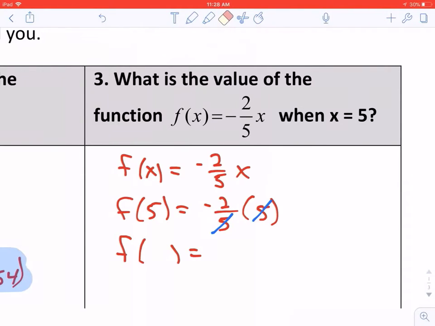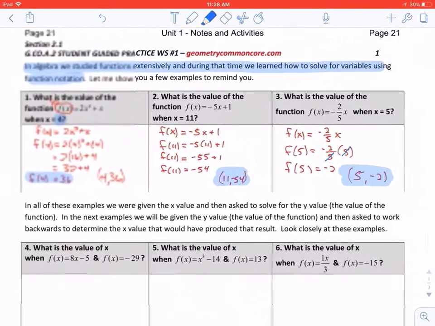I wrote that down wrong. F of 5 is negative 2. So our ordered pair for this, put a 5 in, we got a negative 2 out. Once again, this is review from Algebra 1. Hopefully, this is all coming back to you.